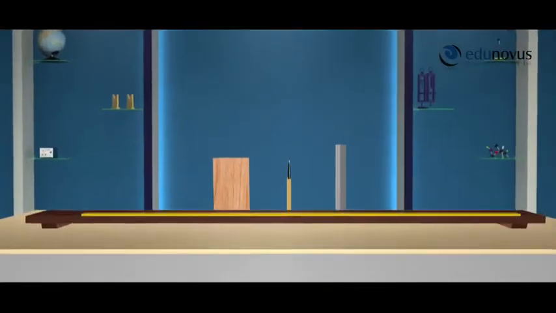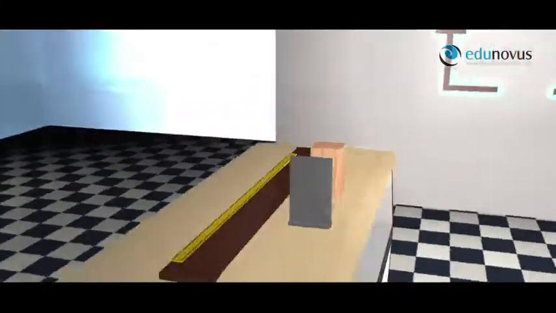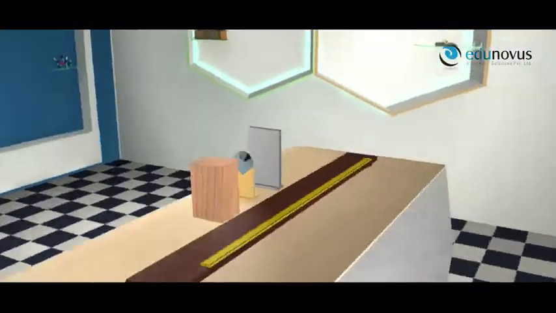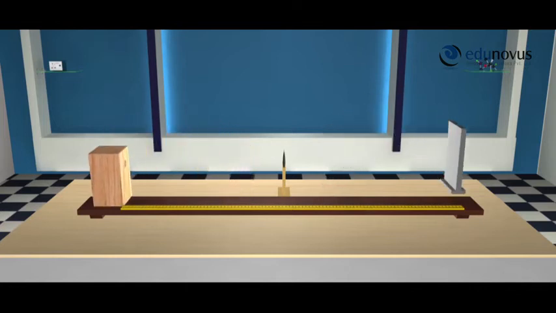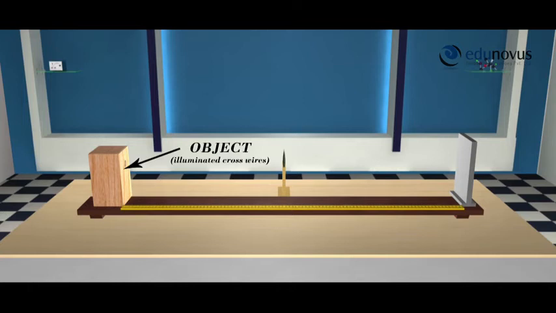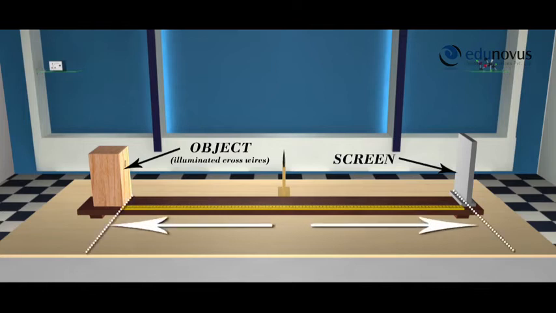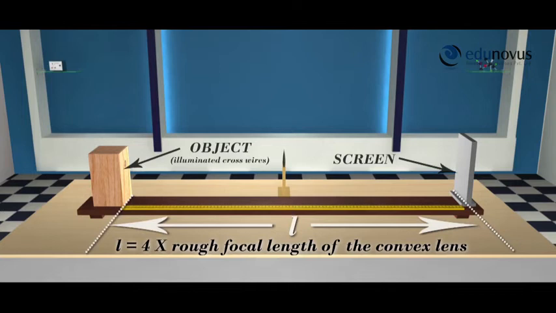Lens displacement method or conjugate foci method. In the lens displacement method, the object, that is the illuminated crosswire, is placed on one end of the optical bench and the screen is placed on the other end of the optical bench. Here, the distance between the object and the screen is L. We need to make sure that L is 4 times greater than the rough focal length of the lens.